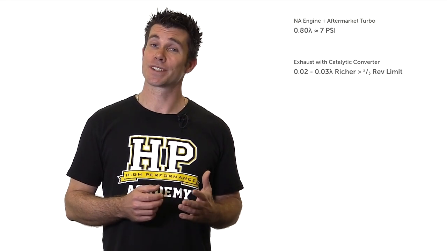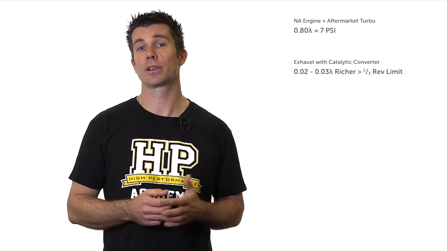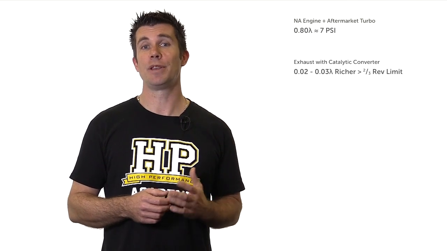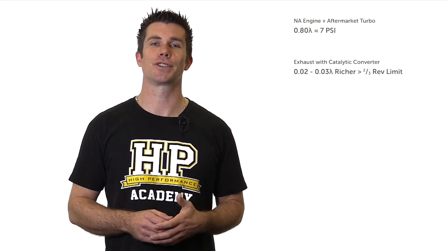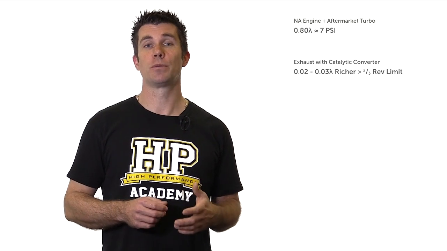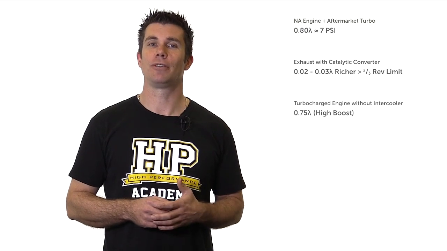Another example, which is hopefully uncommon, would be a turbocharged engine fitted with no intercooler. In this case, the intake air temp is likely to be very high, and this can push the engine closer to detonation. In this situation, I'd choose to run the engine richer to help reduce combustion temperature. The actual AFR the engine responds to best will need to be found on the dyno, but it would not be uncommon to run as rich as 0.75 lambda.